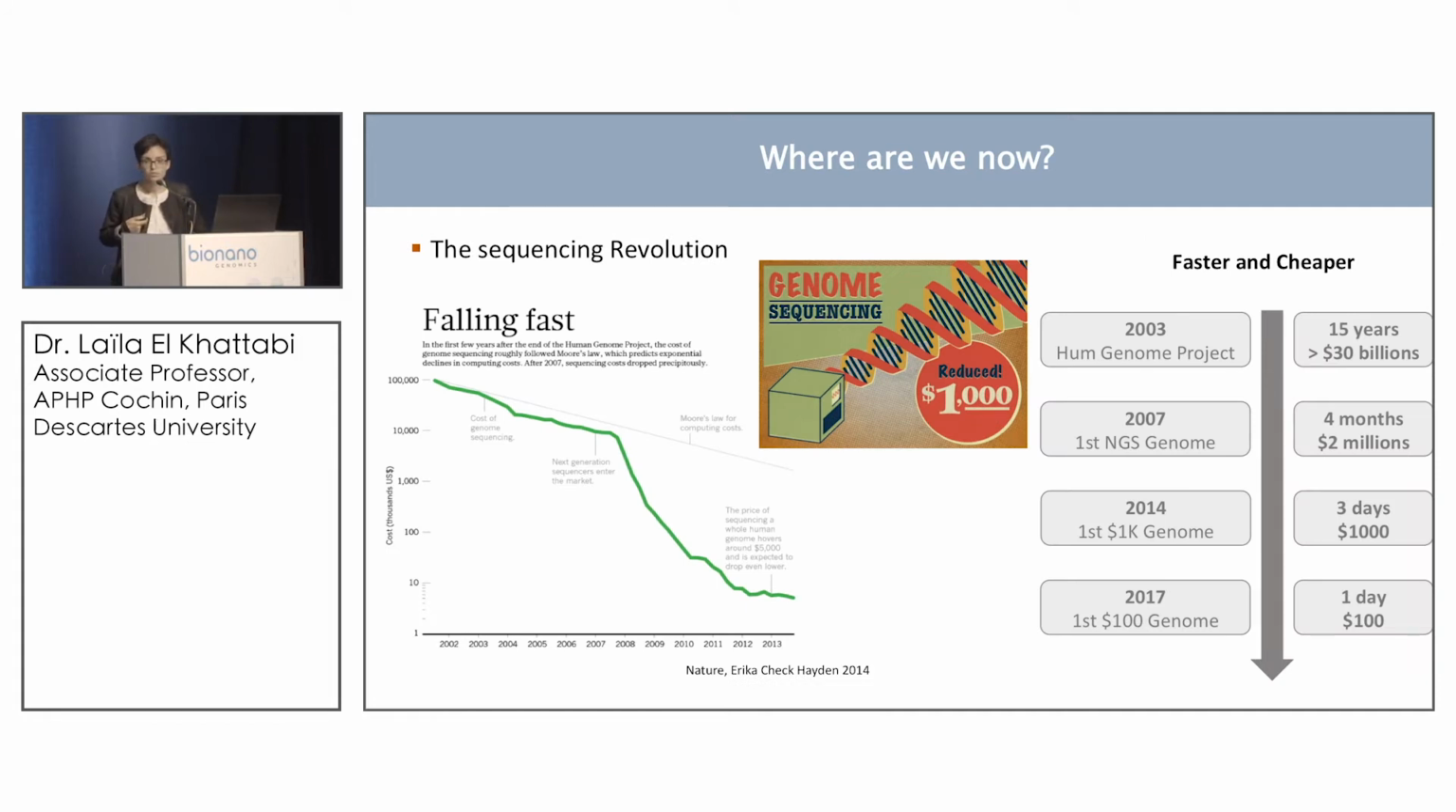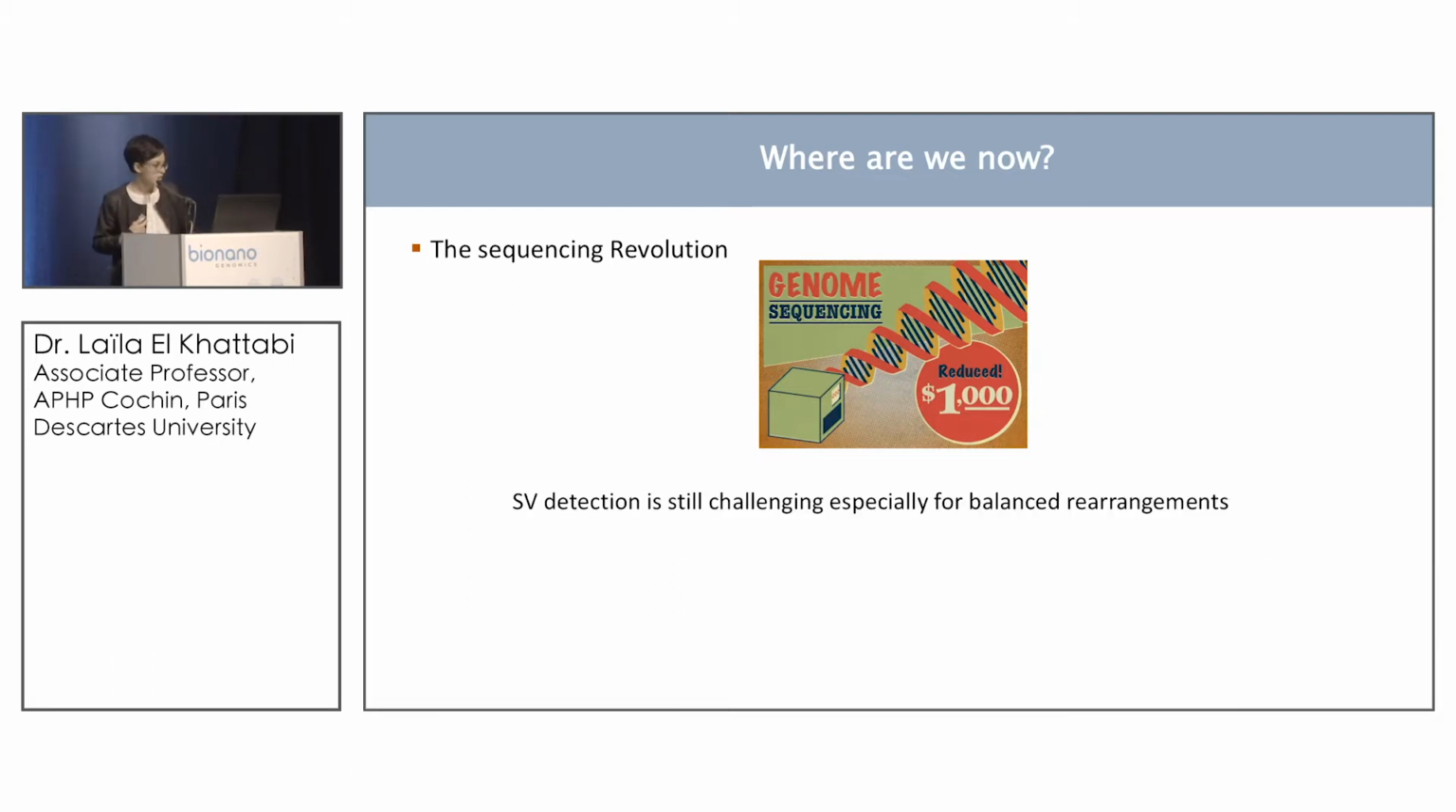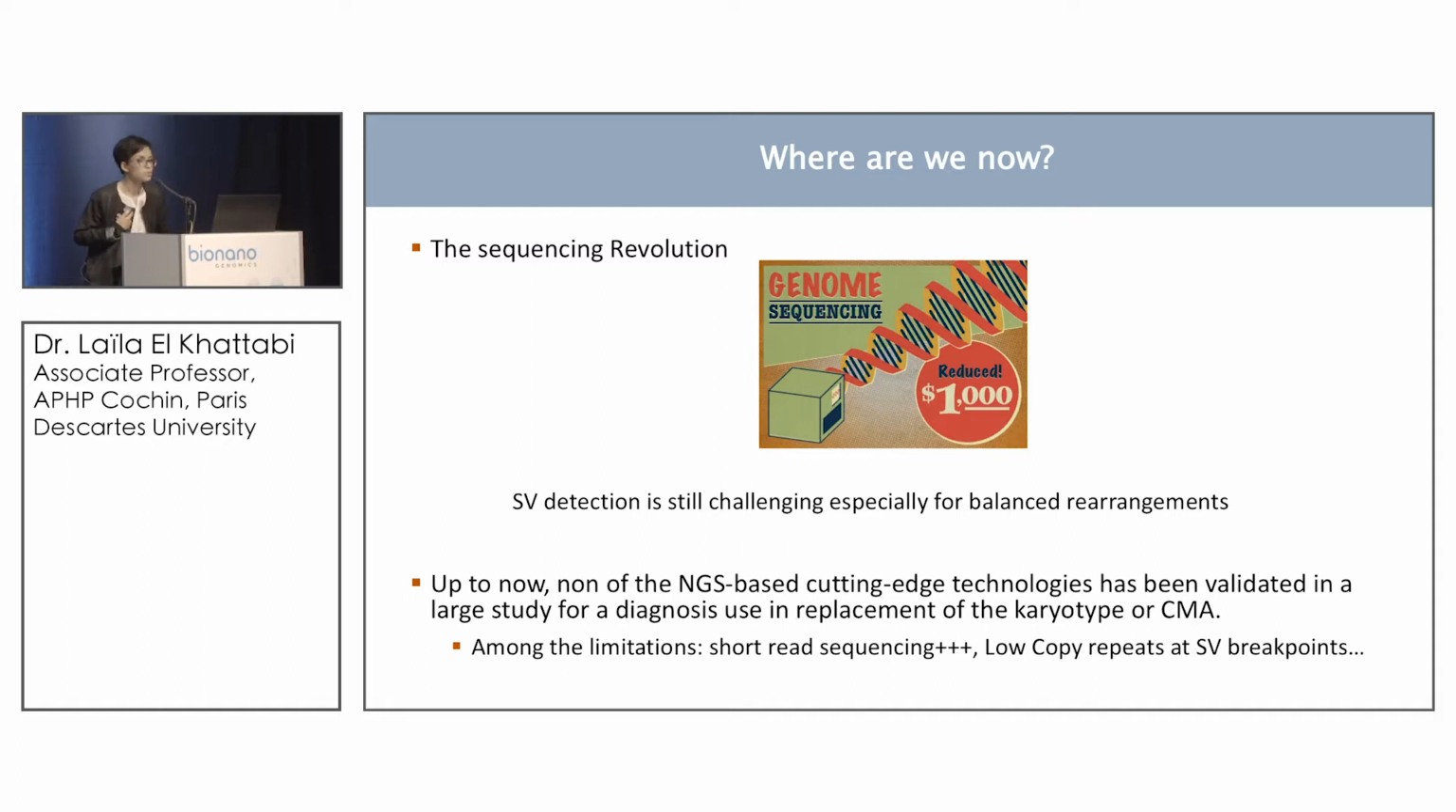So you are here at the ESHG, and you hear a lot about sequencing. Yes, we had a sequencing revolution this last decade, and it's getting cheap and fast, but SV detection is still a challenge, even for sequencing. To my knowledge, up to now there is no study that has shown that NGS could eventually replace CMA or karyotype in a diagnostic setting.